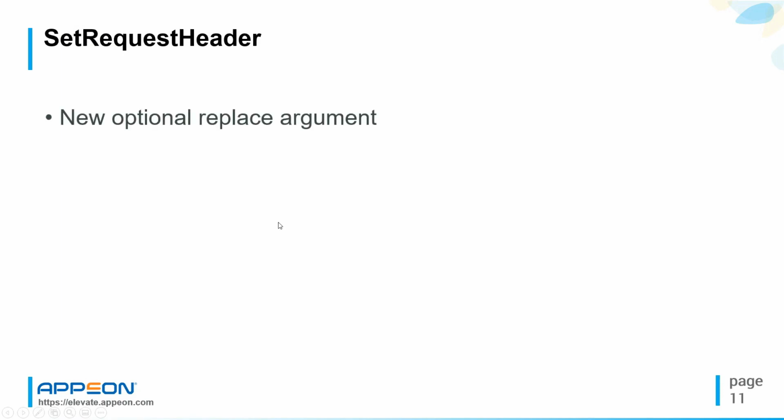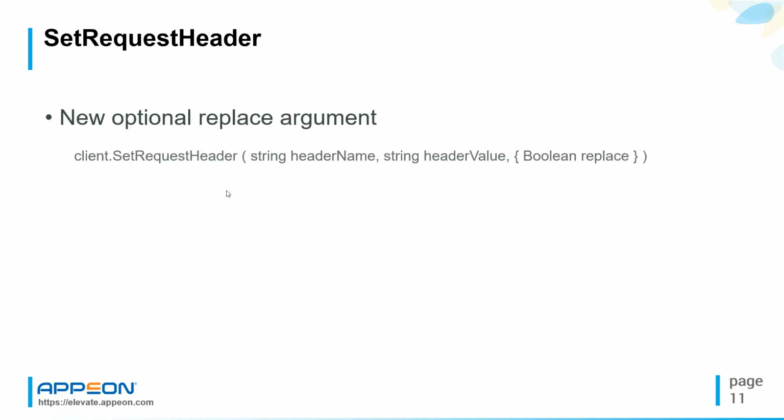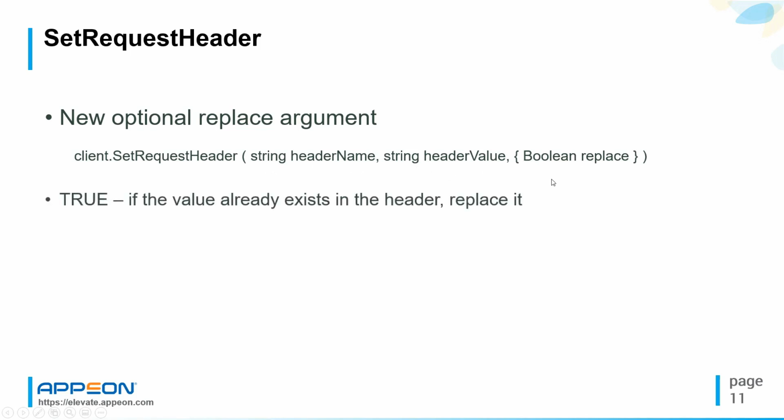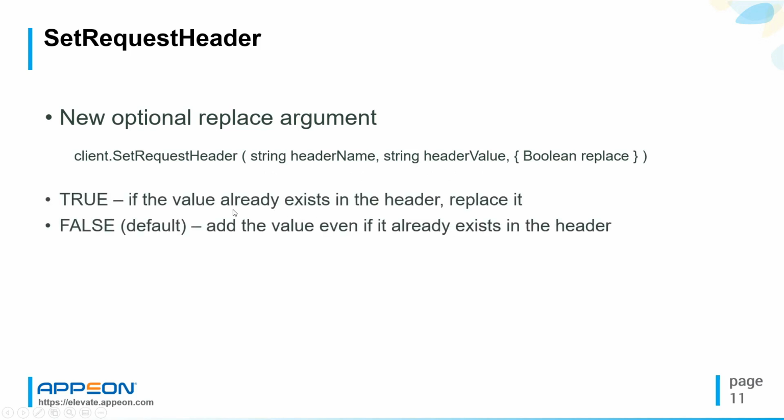So for SetRequestHeader, there's been a change. There's a new optional replace argument. What would happen is that if you did a SetRequestHeader and gave it a header name and a value, and then later in your script you did that same thing with that same header name, it would get added twice, and you might have conflicting values for your header value. So the Boolean replace indicates that if the value already exists in the header, replace it, and that way you only end up with that single header value. The default is the old behavior, which is add the value even if it already exists.